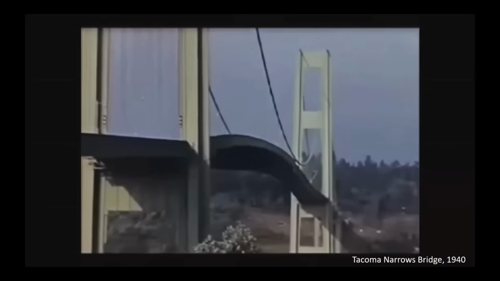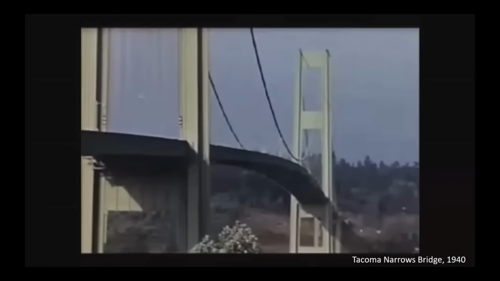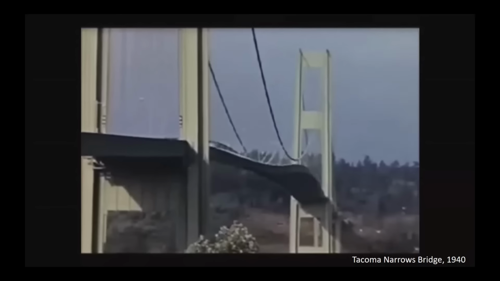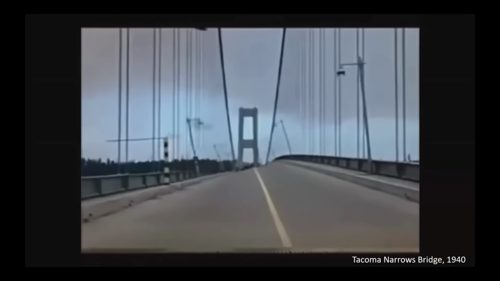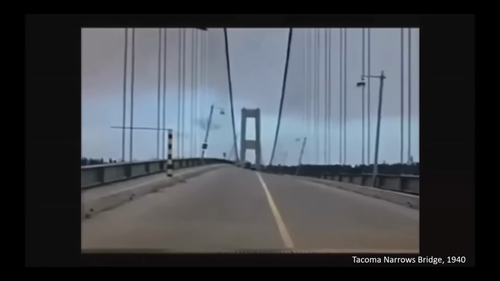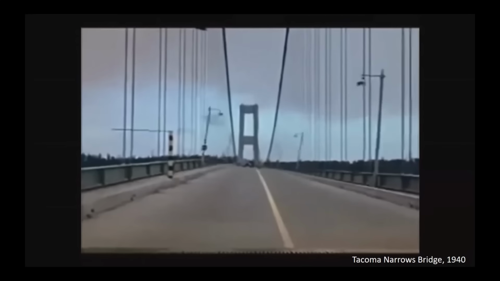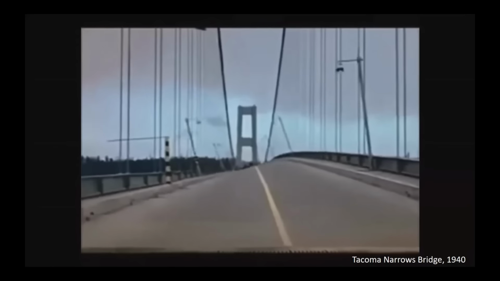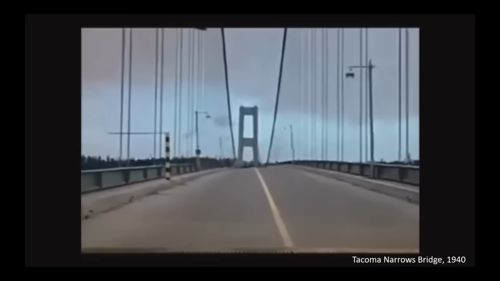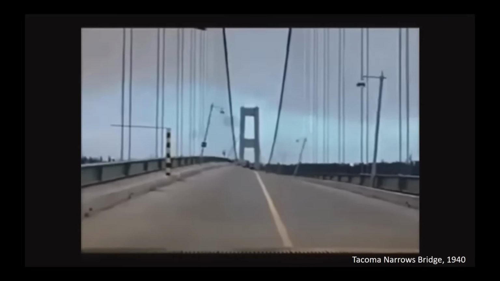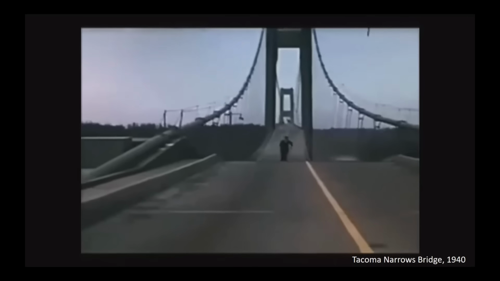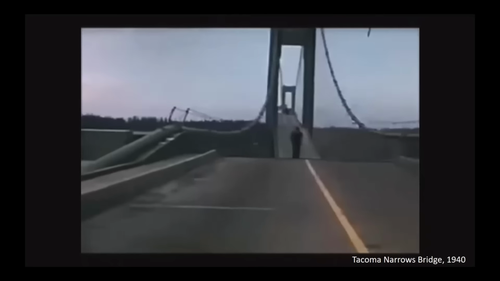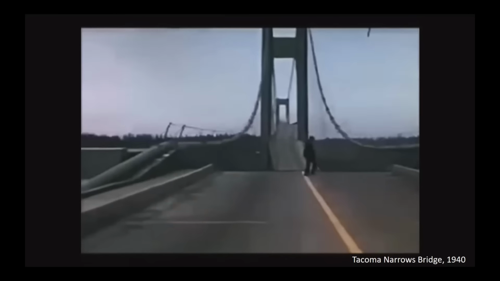So as you can see in the video, the bridge is swinging and twisting pretty violently. You can see in this clip, the rotations are quite severe. The lampposts are swinging quite violently. So this is one of the most famous bridge collapses and bridge disasters. And what caused this was interaction with the wind environment.